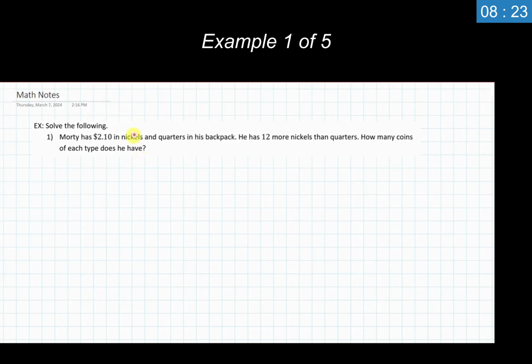So it looks like we're working with nickels and we're working with quarters. We're also working with a grand total number and value that we have, and some relationship between the nickels and quarters in this problem also. We're also asked how many coins of each type does he have. So we are not trying to find the value that he has in nickels and the value that he has in quarters. We're trying to find out how many physical coins he has that are nickels and how many coins he has that are quarters.